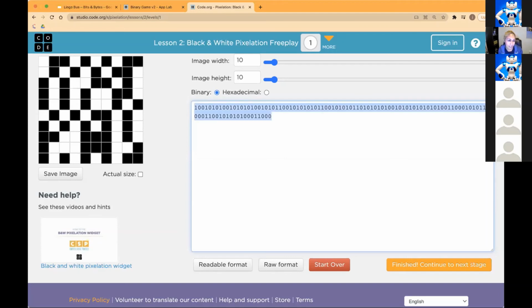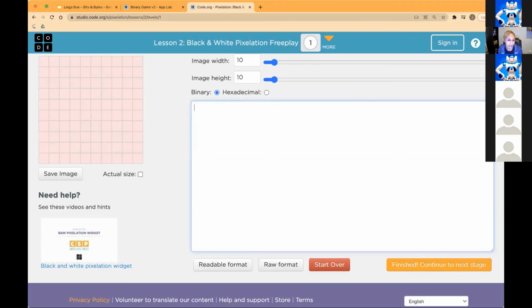Let's see if I can make my smiley face again. Oops. Another row of ones. And then I had 1, 1, 1, 0. Y'all like my smiley face? Oops. Anyways.